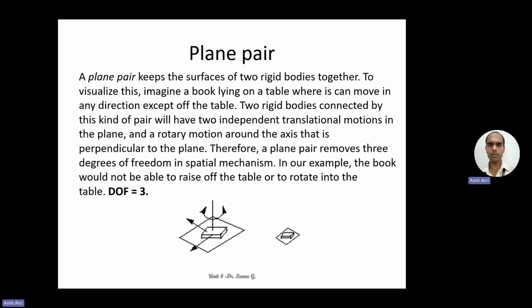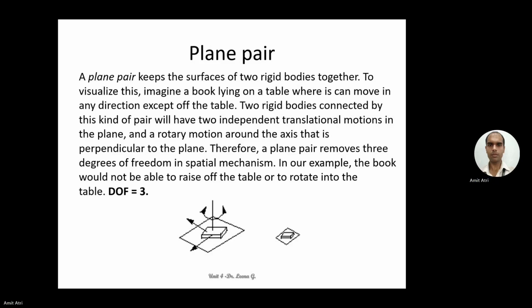Now the plane pair keeps the surface of two rigid bodies together. To visualize this, imagine a book lying on a table, on the surface of the table. So it can move in any direction on the surface of the table only. So two rigid bodies connected by this kind of pair will have two independent translation motions in the plane and a rotary motion around the axis that is perpendicular to the plane. Therefore, the plane pair removes 3 degrees of freedom in spatial mechanism.